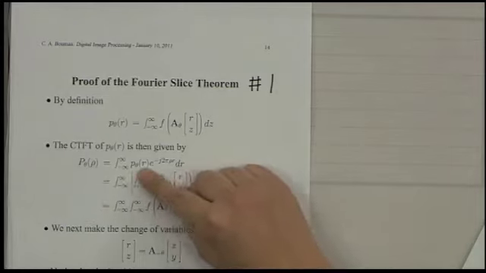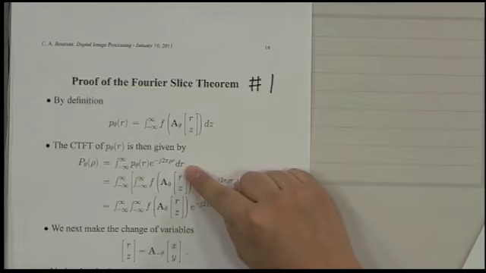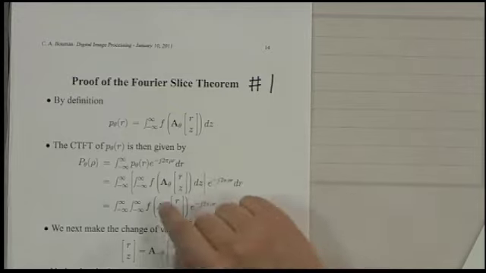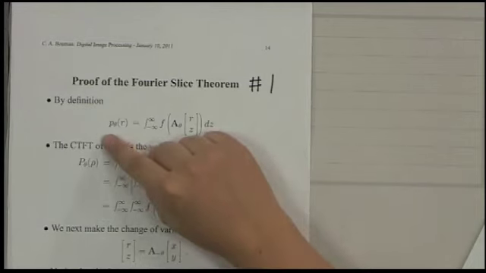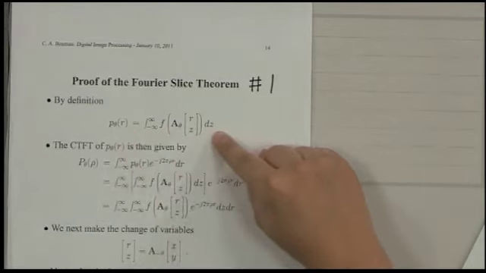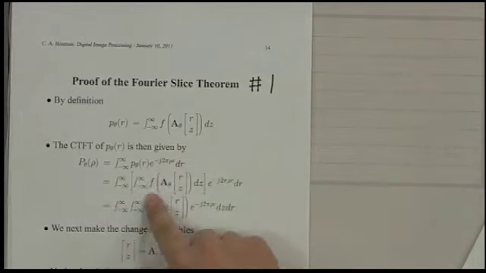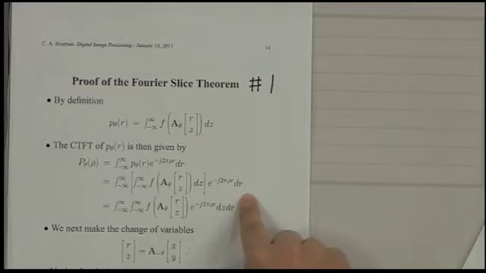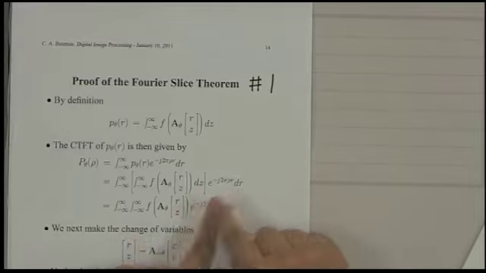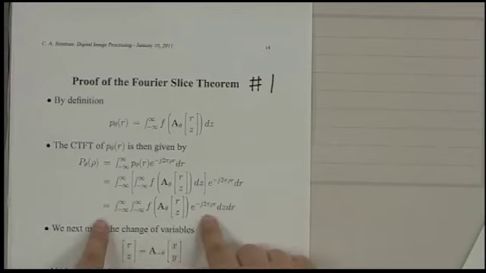So this line is just we apply the definition of the CTFT. And then what we do is we plug in this equation to here, and then we can get this equation. And then from here, we swap the order of each term, and then we can get this equation.